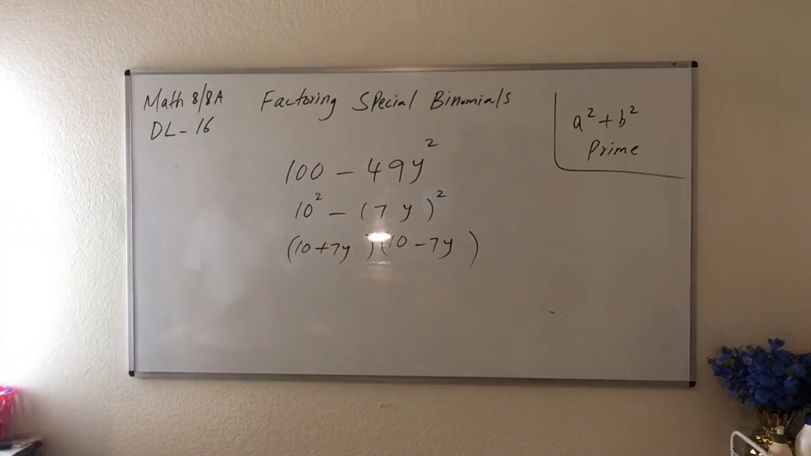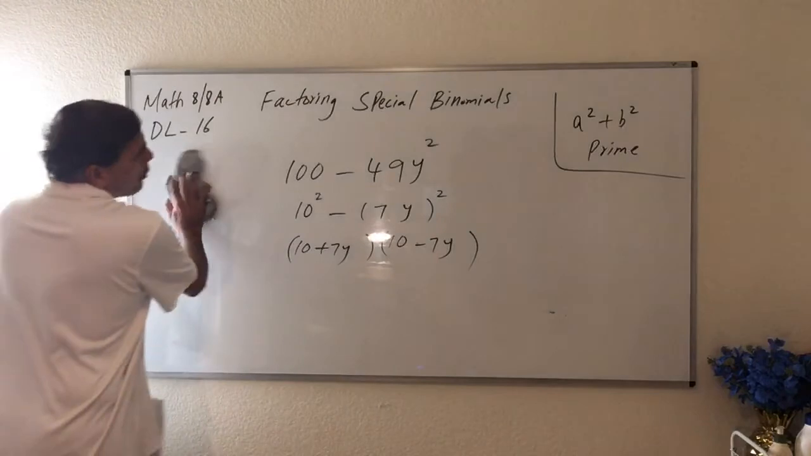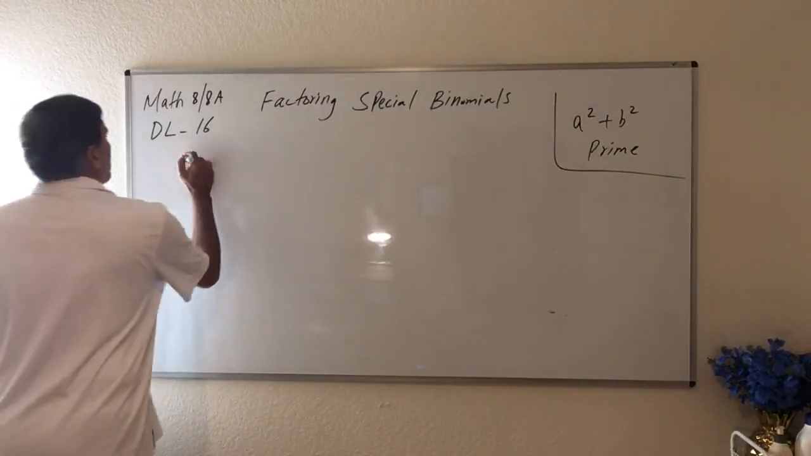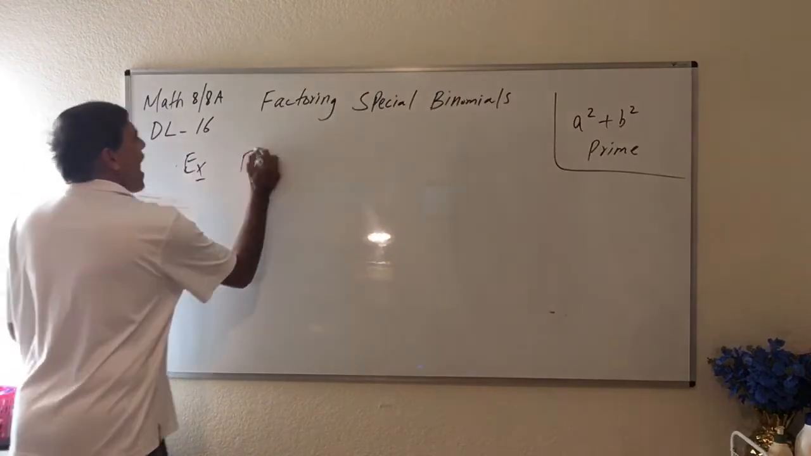Let me show you one more. I think you should be able to do it. So your homework is just like 10 problems. You should be able to find them. Let me show you one last one. For example, here's one more. Factor it.